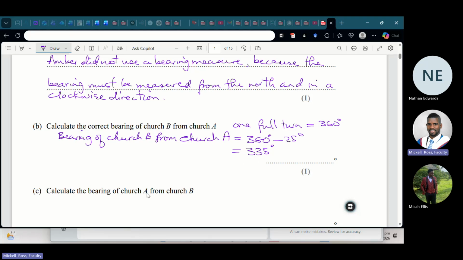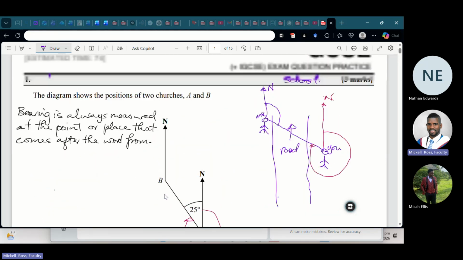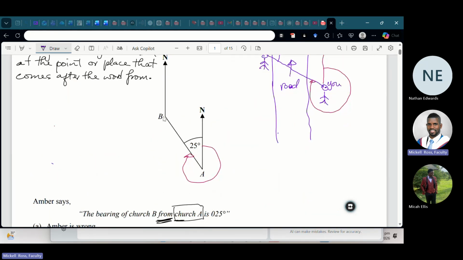Calculate the bearing of church A from church B. So it's church A, so the measurement, this is where we're going to take the measurement from, church B, because church B comes after the word from. All right. So I'm going to go straight to B and my bearings. I'm going to take the measurement from here. So the bearing must be like this.